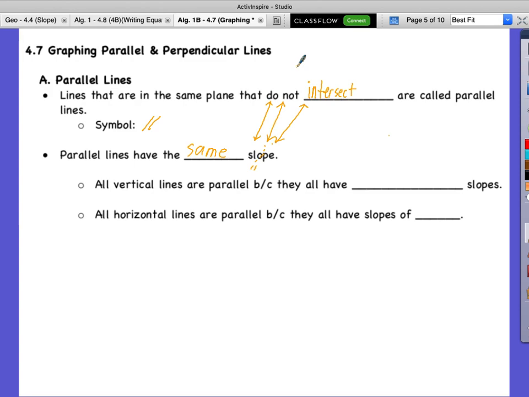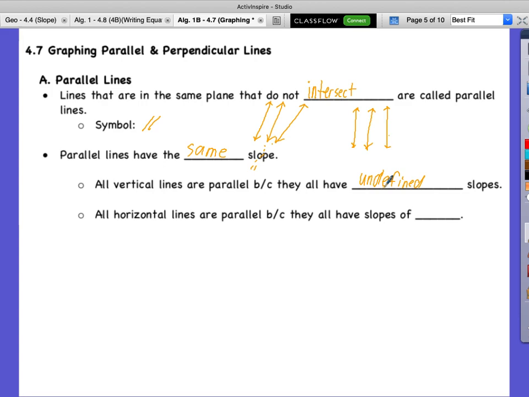Now all vertical lines, so all these straight up and down lines, perfectly straight up and down, okay? Any vertical lines you have, they're going to be parallel because they're all perfectly vertical. And what slope does a vertical line have? Anyone remember? Not zero, but it's undefined. Okay? So all vertical lines are undefined slopes, so they're all parallel because they have the same slope.